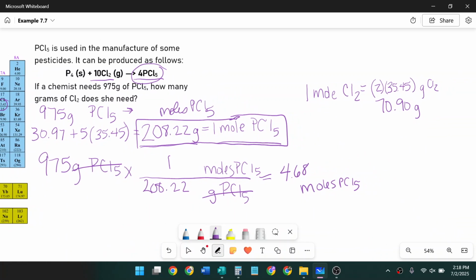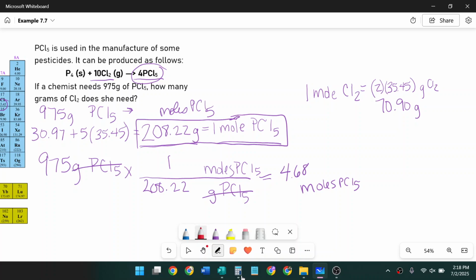All right. To get to the next step, we know we want to make 975 grams. So we instead can say we want to make 4.68 moles of PCl5. Just like in the two previous examples, or maybe three of them that we did, we're going to figure out how many moles of Cl2 we need. And then we'll put that in grams because that's what the problem actually asks us for.